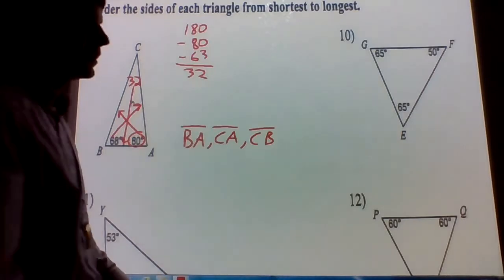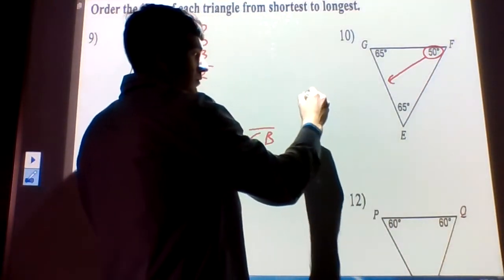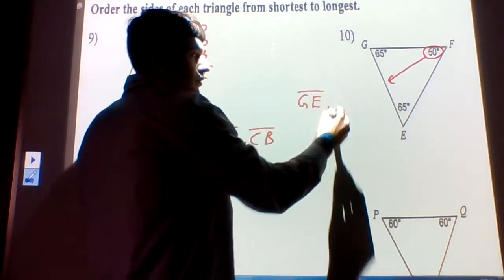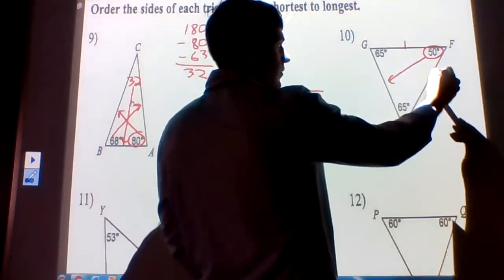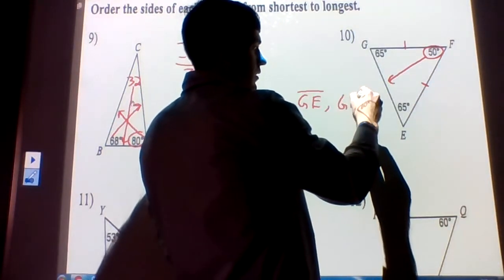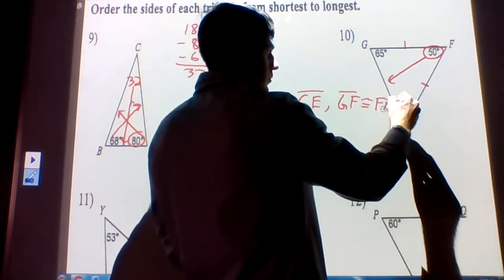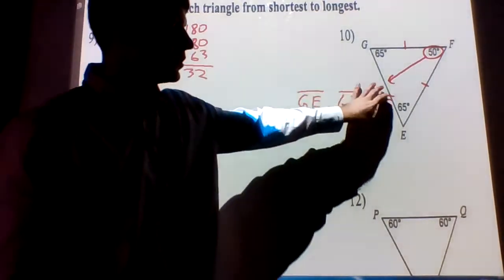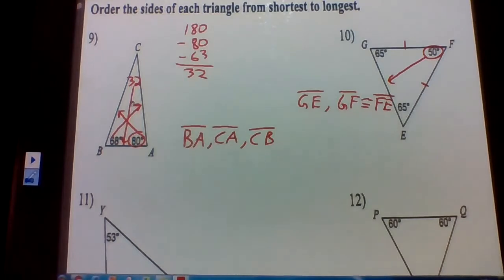Over here, the smallest angle is 50 degrees. Across from 50 degrees is going to be GE. And then the next two angles are 65 and 65, so those are equal. That means that sides GF and FE are going to be congruent. So GE is the smallest, and then these two are the same size. And number 11.